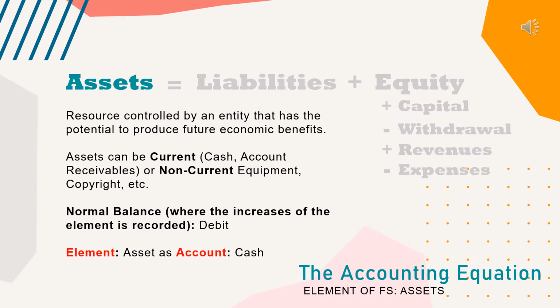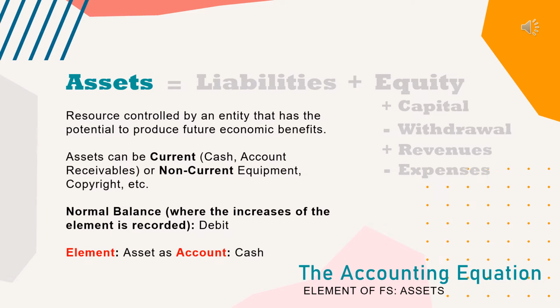Let us first discuss what an asset is. Assets simply refer to resources that a business owns or controls that has the potential to produce future economic benefits. Examples are cash, equipment, receivables, and intangible assets such as copyright, trademarks, etc.